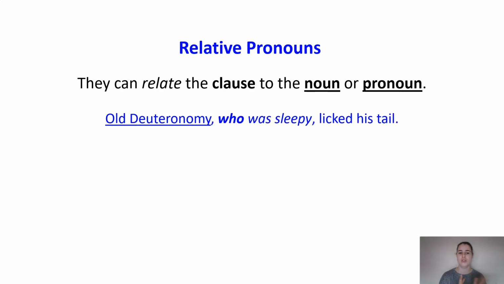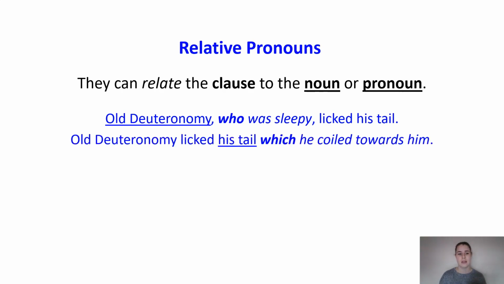For example, old Deuteronomy, who was sleepy, licked his tail. Now, if I took out that middle section, it would just say, old Deuteronomy licked his tail. But with the example of who was sleepy, we're extending that part because we're now referring to old Deuteronomy. So the who links back to the original pronoun. So, old Deuteronomy licked his tail. That his is a pronoun for him. But our relative pronoun, which, he called towards him. So that which is relating to his tail, which coils around him.